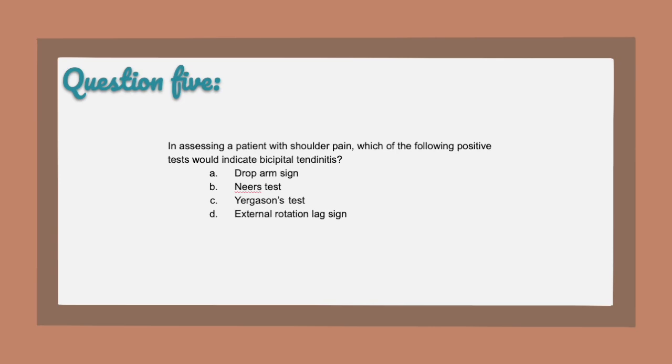Question 5, the correct answer is C, Yergason's test. The drop arm sign is for the rotator cuff. Neer's test is for impingement, which you would want to then further distinguish between supraspinatus or long head of the biceps of that subacromial impingement. And then the external rotation lag sign is again for the rotator cuff, or the supra and infraspinatus.